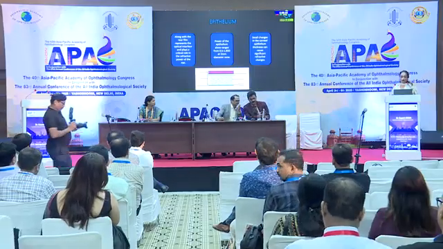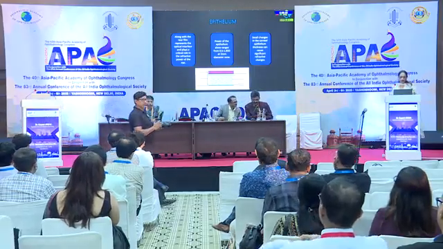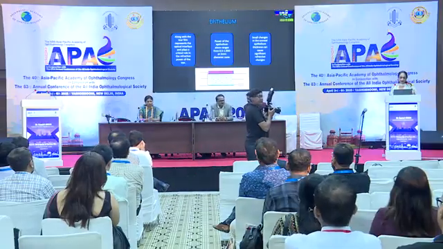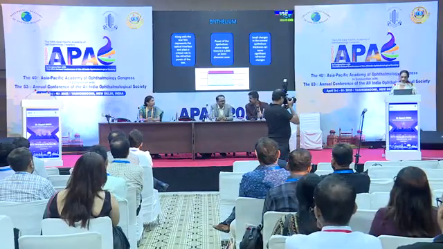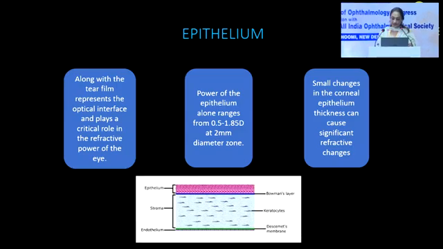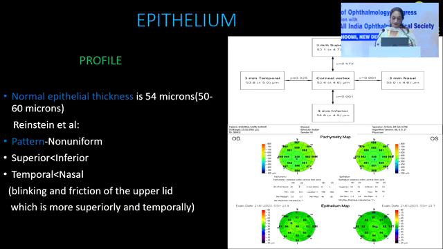So the epithelium, as we know, along with the tear film, represents the optical interface and plays a critical role in the refractive power of the eye. The power of the epithelium alone ranges from 0.5 to 1.85 diopter at the 2 millimeter diameter zone. Therefore, small changes in the corneal epithelium thickness can cause significant refractive changes.